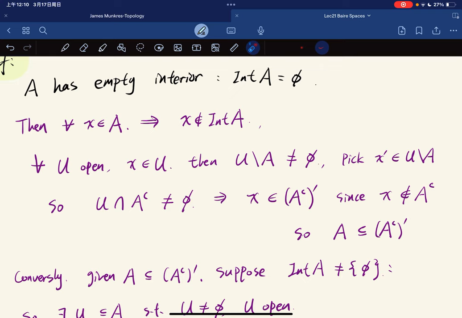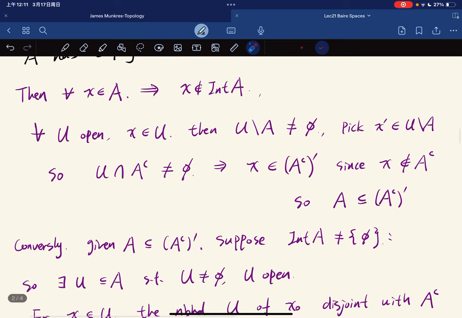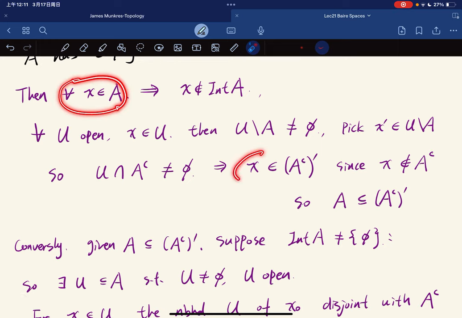So we pick any neighborhood of x. This neighborhood intersects the complement of A at a point x prime, where x prime is not in A, right? Which means that x is in the set of limit points of the complement of A. So for any x in A, we have x is a limit point of the complement, which means that A is a subset of (A^c)'.